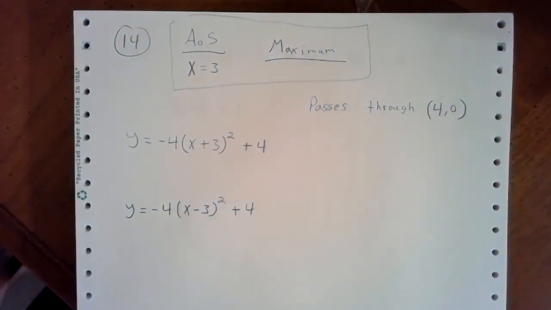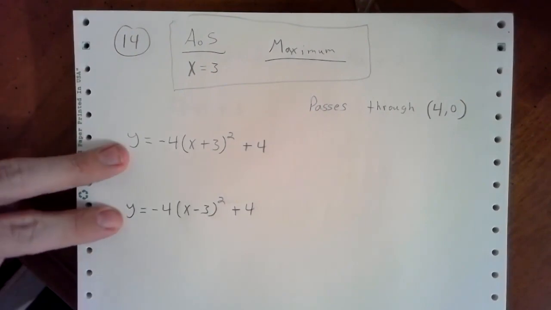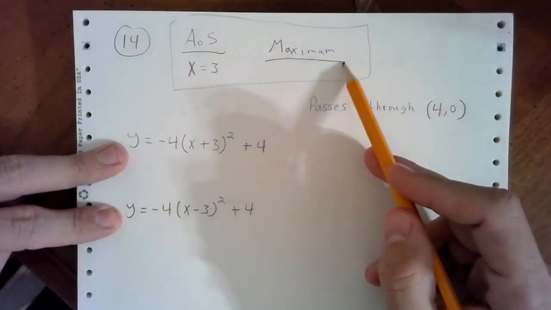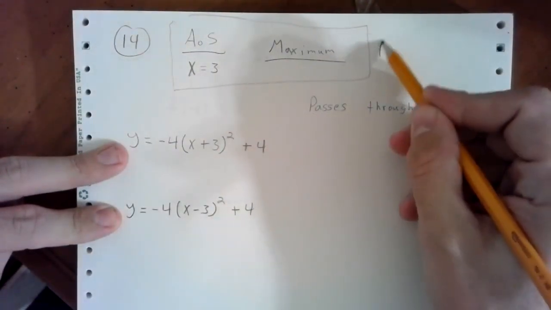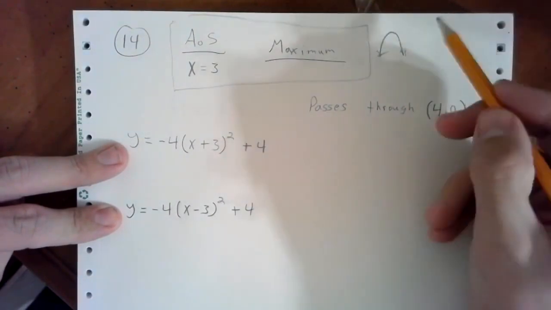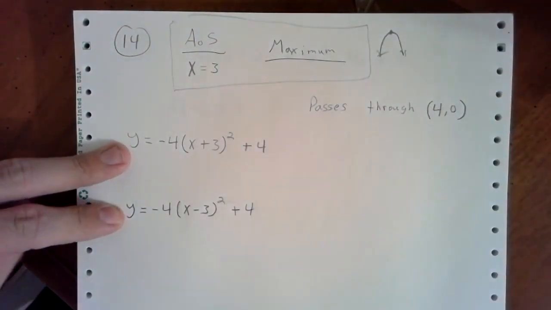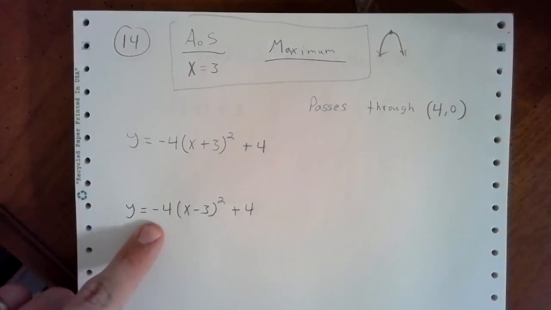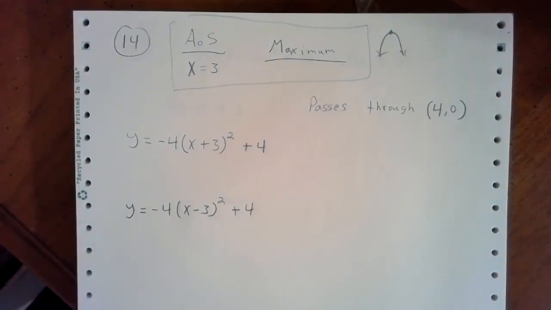Now, these actually are the only two that have a maximum. All right, to have a maximum, that means it needs to open downwards. Okay, and that means that this number out front needs to be negative. Okay, so the ones that were positive, those were automatically wrong.